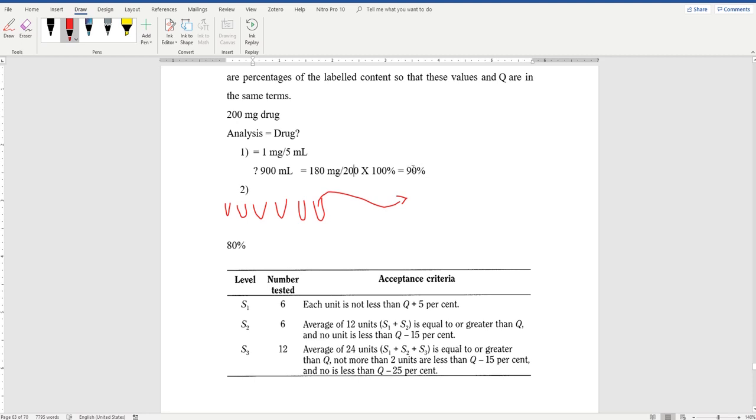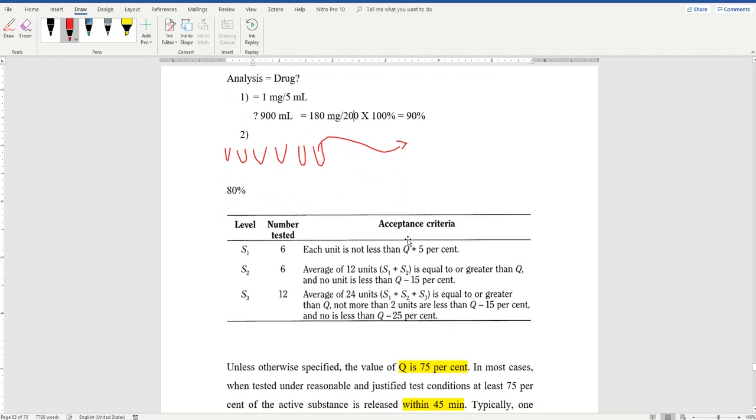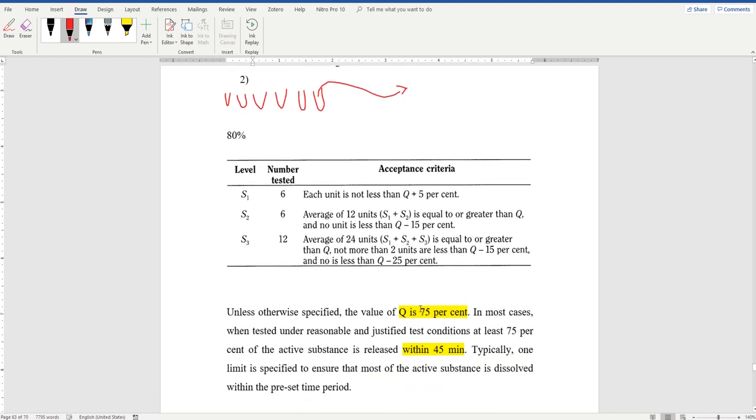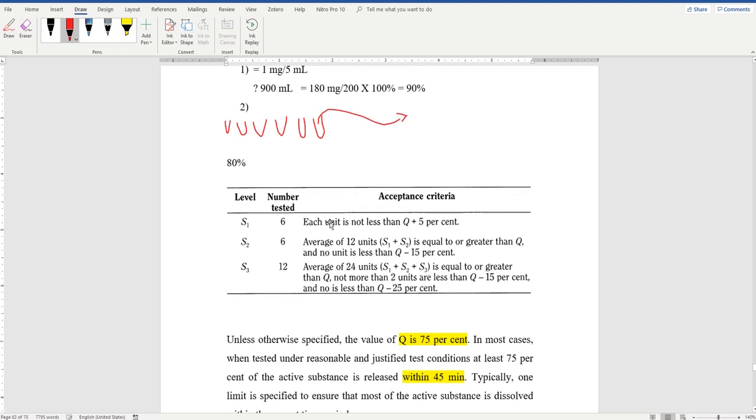Of course, if you leave the tablet longer in the vessels, more will dissolve. So Q plus 5 means 80%, but we said Q you see in the pharmacopoeia. If it gives you Q, for example 80, then it means 85, that is 80 plus 5. If it doesn't give you Q, then Q can be considered to be 75%. So if each tablet has dissolved by at least 80%, then it passes the test.